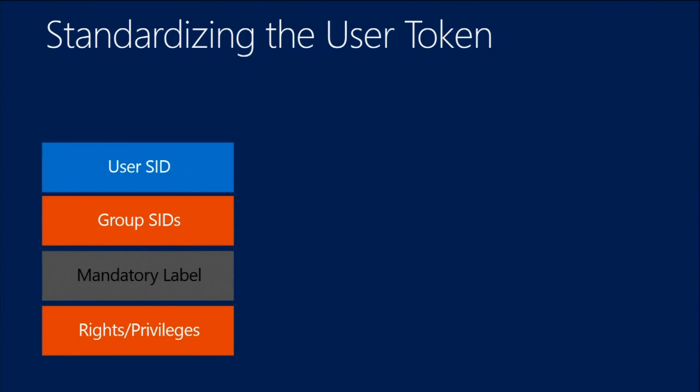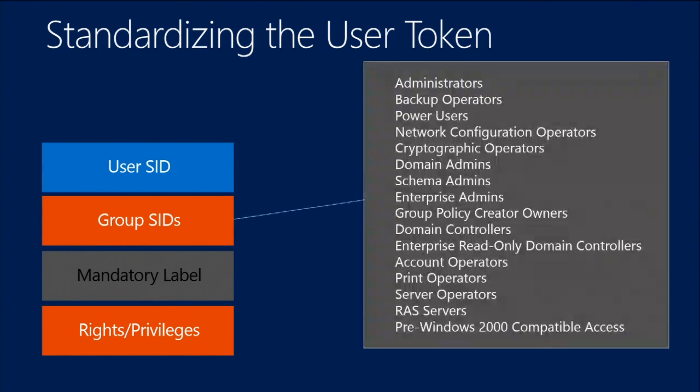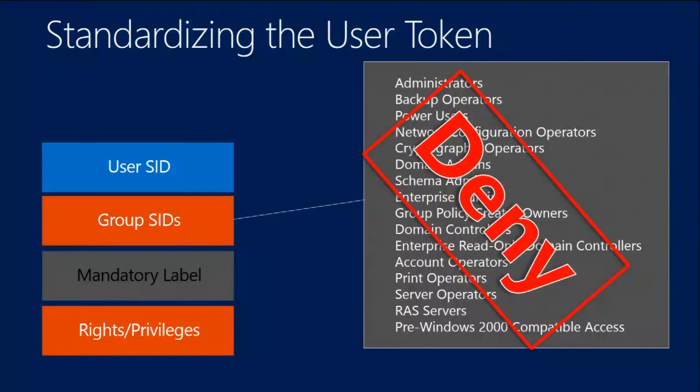Now, what Windows does when you log on is examine all the groups that you are a member of, and if it finds any of these administrative groups, like domain admins, built-in administrators, schema admins, enterprise admins, it flags the group in your token with the deny flag. Deny flag means that if you try to enter an object in Windows that requires you to be a member of any of these groups, you will be denied access.